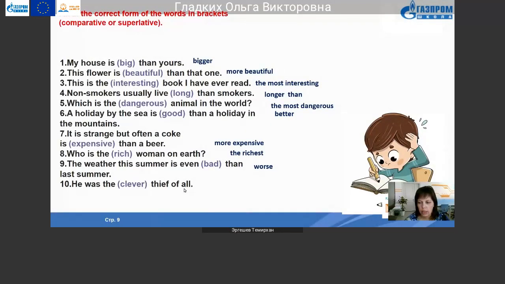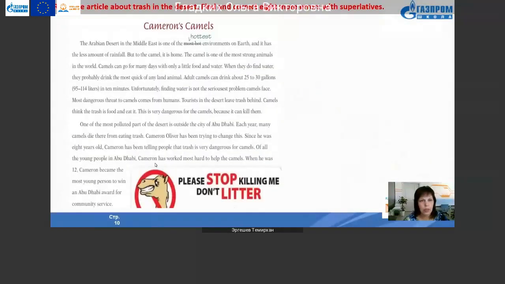So, Aidai, clever. Please use comparative or superlative. No, the cleverest thief of all. So, go on. Let's do one more exercise. Now, read the article about trash in the desert. Find and correct 8 more errors with superlatives.